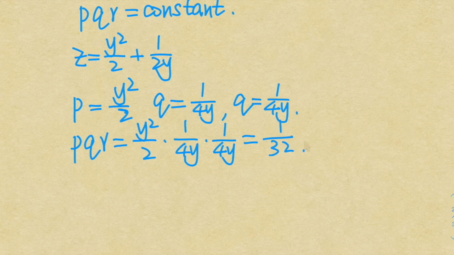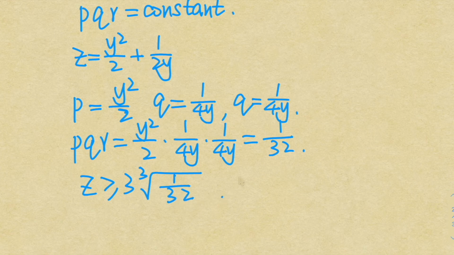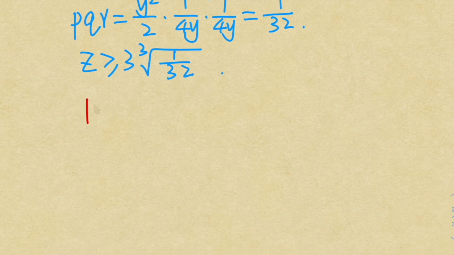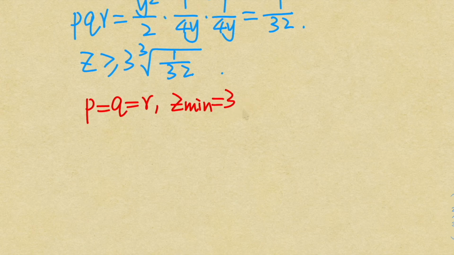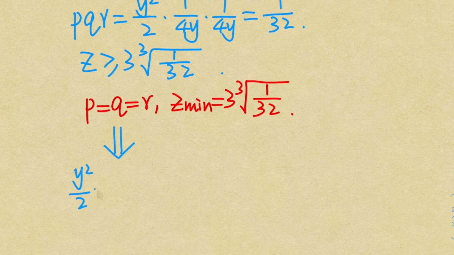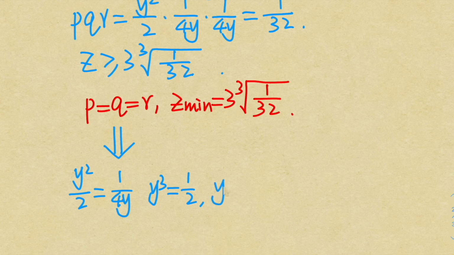So here we can simply say that z is greater than or equal to 3 times the cubic root of 1 over 32, where P equals Q equals R. So the minimum value of z is 3 times the cubic root of 1 over 32. That is when y squared over 2 equals 1 over 4y. Solve this equation, we can get y. So y equals the cubic root of 1/2.